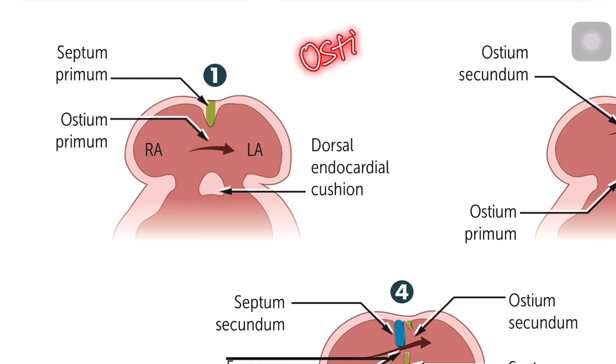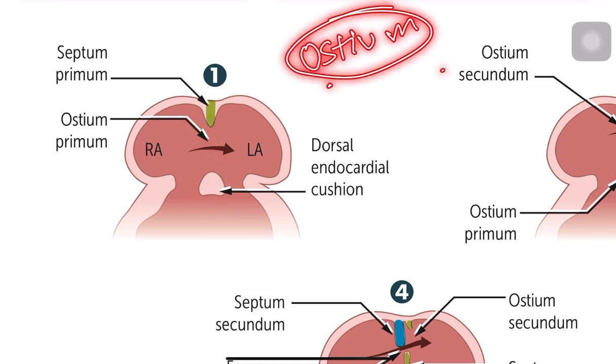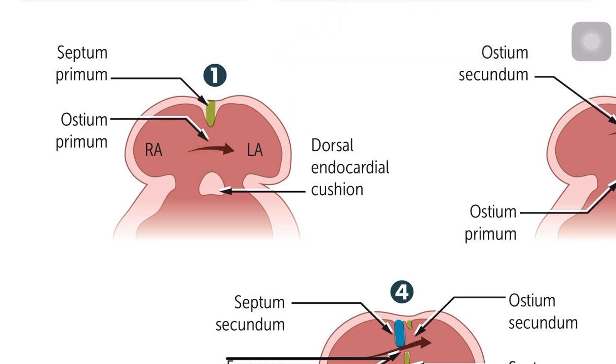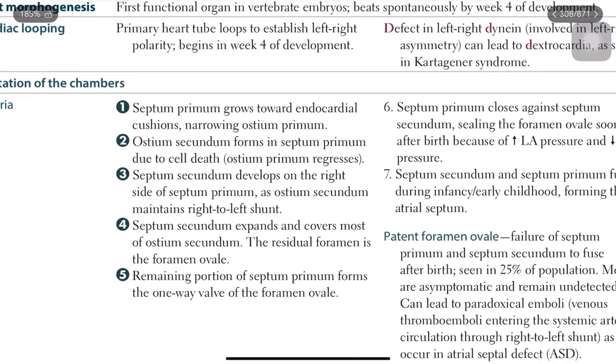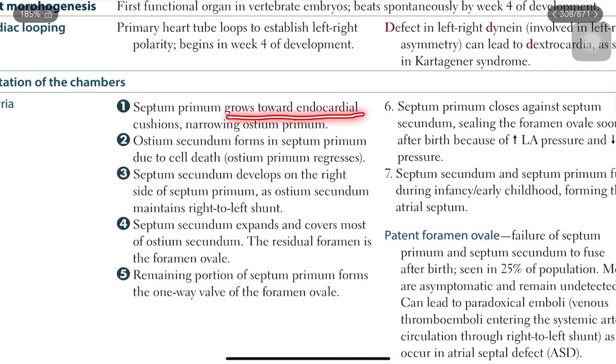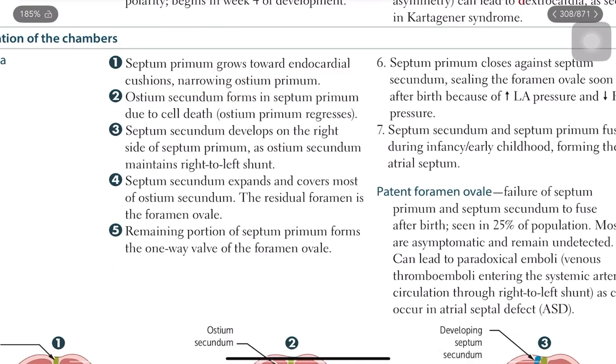Any such opening is called an ostium. So this is the primary defect. We have a secondary defect also, so we will call it the ostium primum, and the other the ostium secundum. See, you have the ostium primum. This is the cranial part, this is the caudal end, which is the dorsal endocardial cushion. There is a formation of a septum. This is nothing but the septum primum, which forms from the cranial side towards the caudal side. The septum primum grows towards the endocardial cushion, narrowing the ostium primum, which means it tries to close the ostium primum. Then you have the ostium secundum.